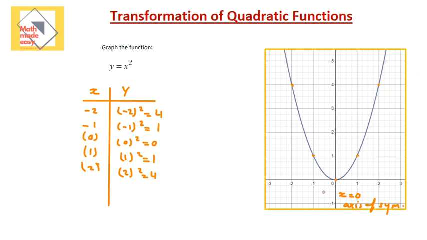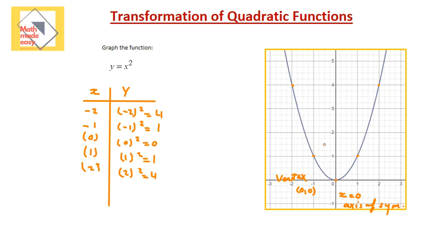One more thing, a parabola has a vertex. This point here is the vertex of the parabola. Okay, so the vertex in this case is 0 and 0. This is what we call the vertex of the parabola. So the parabola has a vertex, and in this case it's 0 and 0. It has an axis of symmetry, and in this case it's the straight line x equals 0.